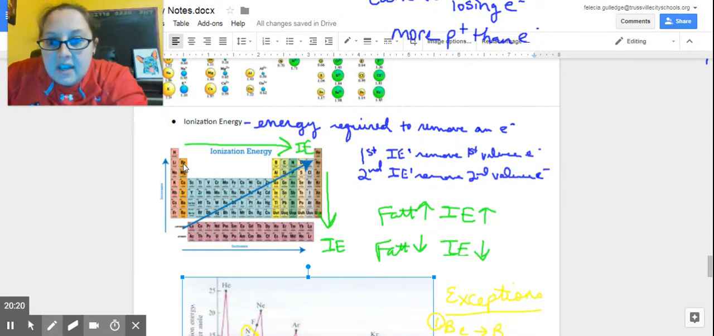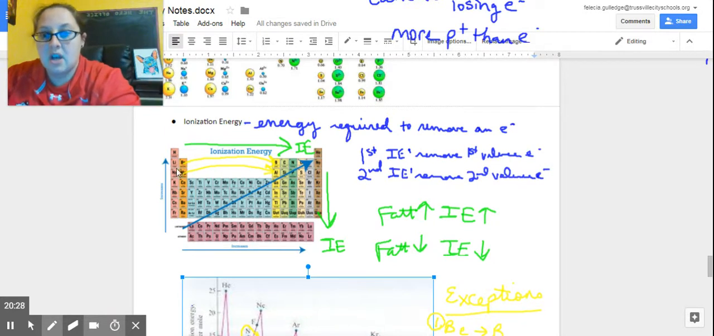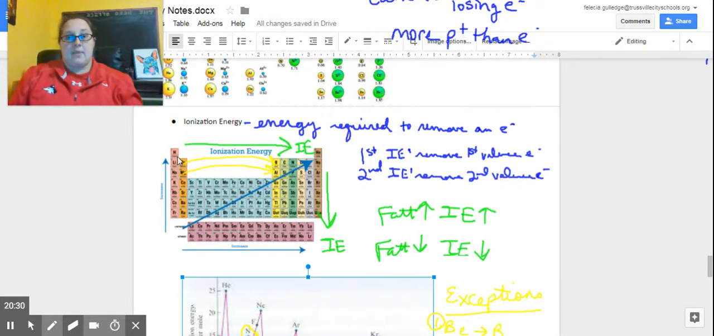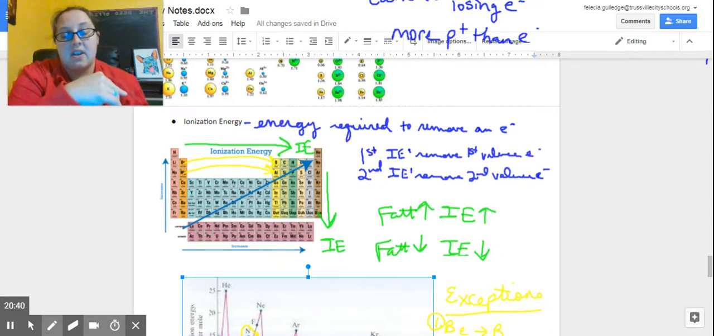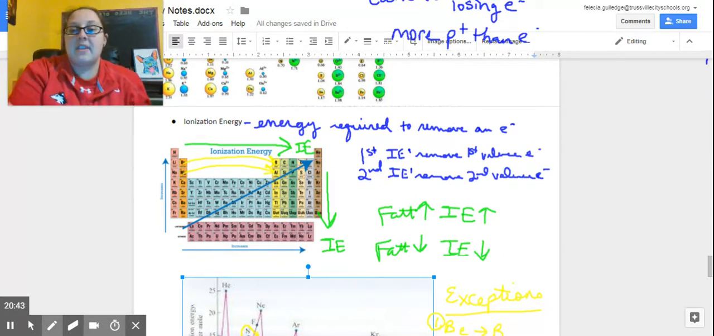We have Be to B, and we have Mg to Al, okay? We're going to call this exception number 1. Now, here's what's supposed to happen, right? We're supposed to have an increase in ionization energy, but that data table right there told us that there wasn't an increase in ionization energy. Instead, it decreases. So it has something to do with the s transitioning to the p.